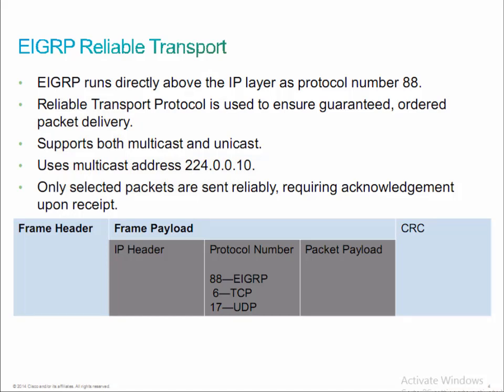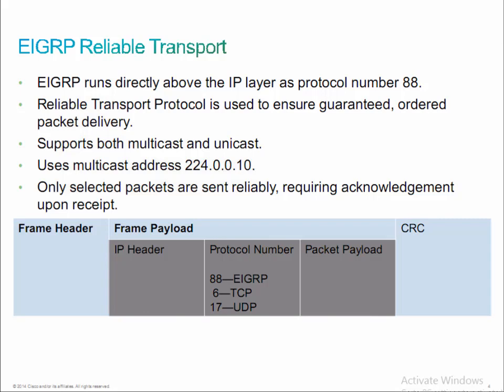EIGRP supports both unicast and multicast. There are certain scenarios where multicast is going to be used, 224.0.0.10, or if it's for IPv6, FF02::A, that's part of the process, right? Only specific packet types are sent reliably, meaning that there's only specific packet types that actually require an acknowledgement. Those packet types include the update, the query, and the reply.